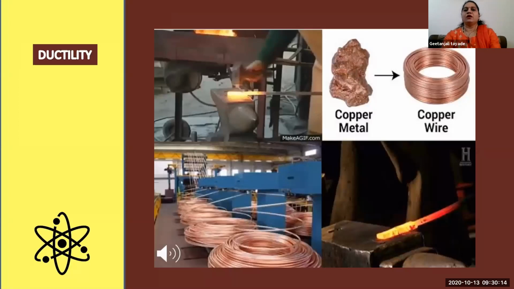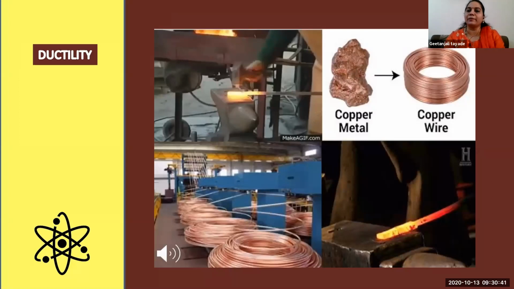Then ductility. Ductility means we can stretch the metal and draw it into what? Copper wire. So copper wire is the very best example to consider. Have you seen copper wires? Yes. Where are they used? In electric wire. Very correct.